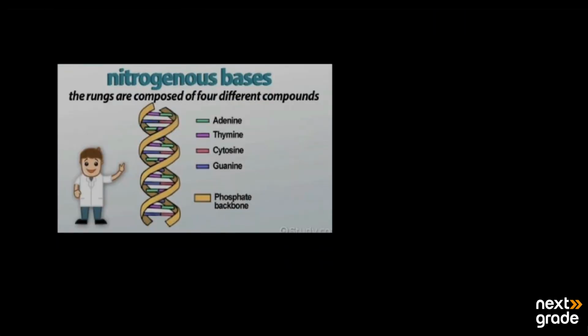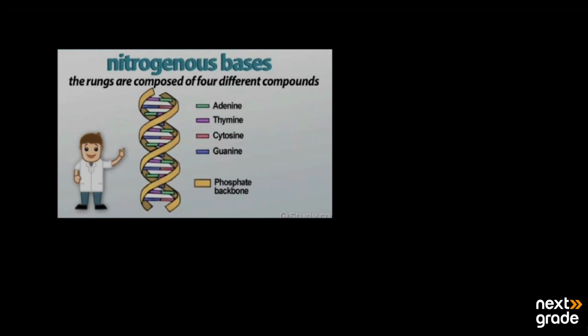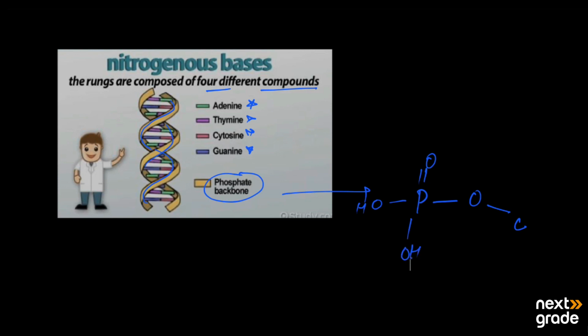Then we have the nitrogenous bases. Basically, the nitrogenous bases are the rungs that are composed of four different compounds: adenine, thymine, cytosine, and guanine, along with the backbone, which is made up of the phosphate group. We have the structure of the phosphate group along with two oxygens, and we have two hydroxyl groups along with this. So this is the simple picture of the nitrogenous bases and the nucleic acid.